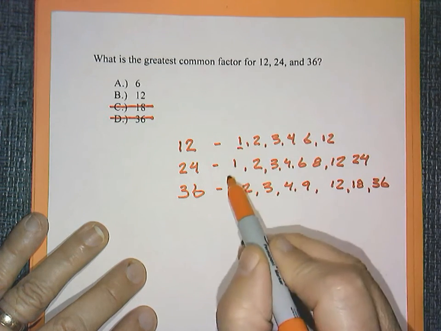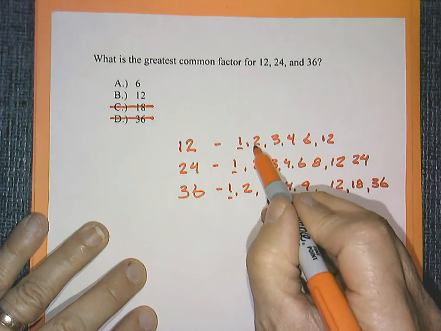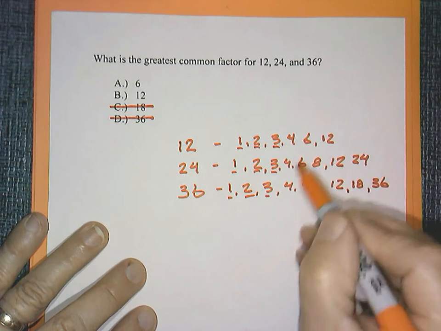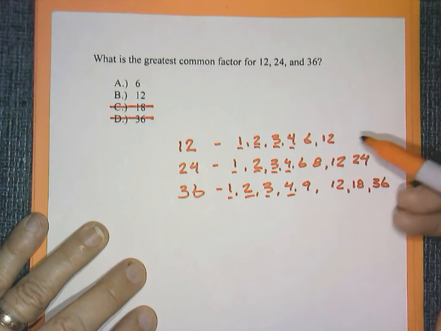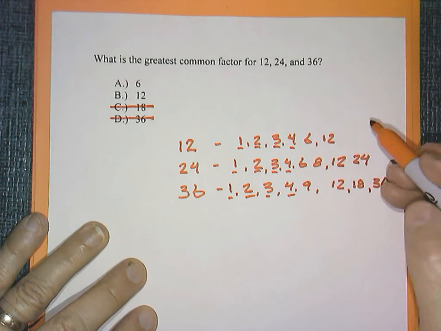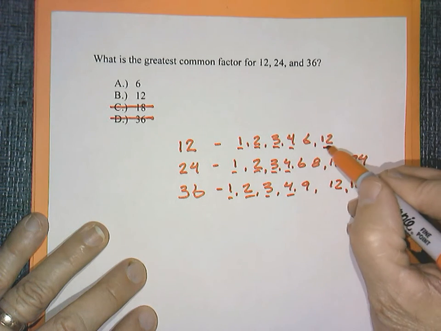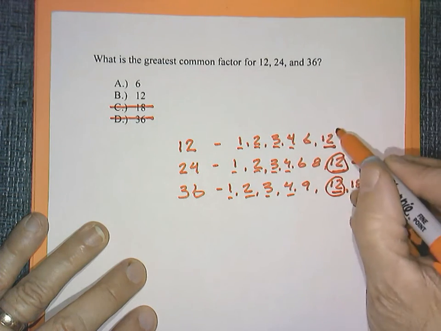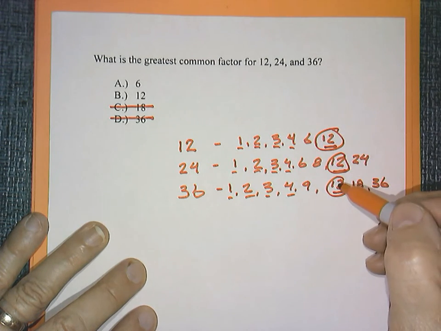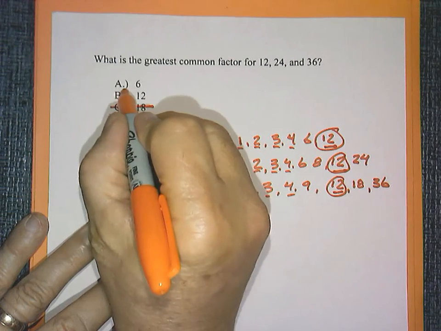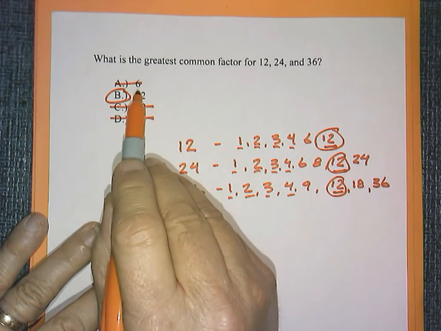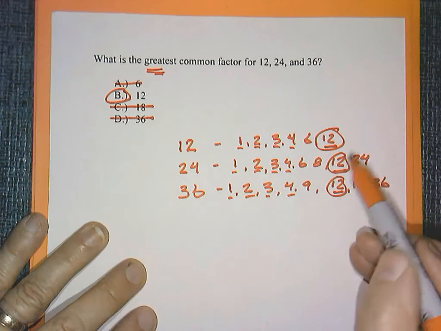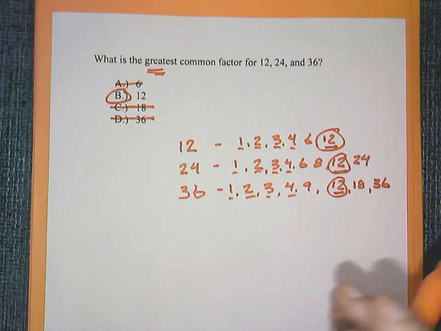My common factors I see are 1, I'm seeing 2, I'm seeing a lot here, wow, 3, I see 4, I don't see 6, only one left I can check is 12. Well, here we go. So the greatest common factor that's presented on this list would be B, 12. Even though there is a 6, it is not the greatest common factor. 12 would be greater than 6.